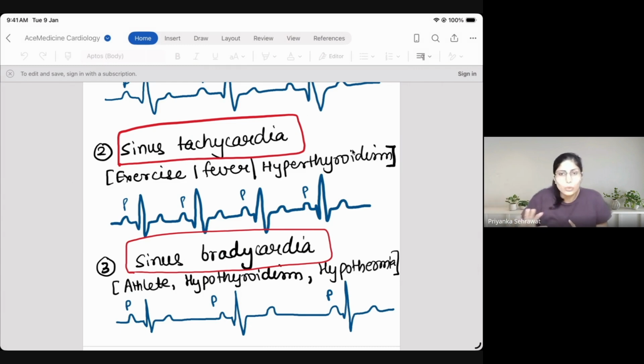Our SA node, AV node cannot re-excite our muscle cells if they are in repolarization. Repolarization में muscles contract नहीं करेंगे.